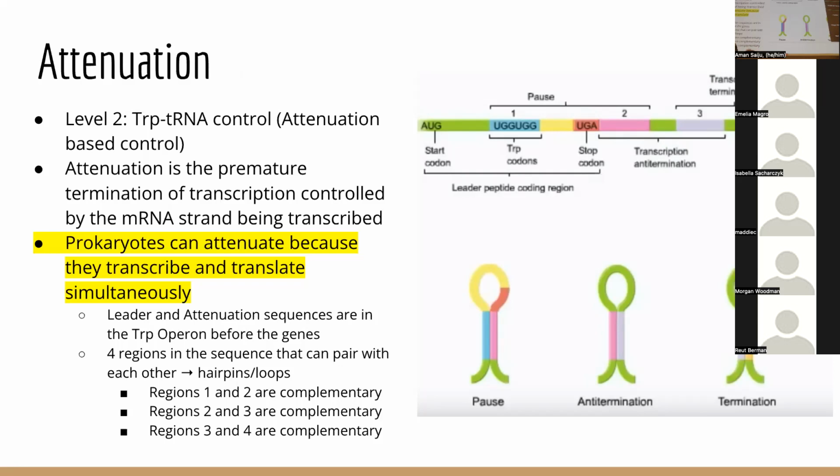The reason the trp operon works in prokaryotes is because they do transcription and translation at the same time. So if you get attenuation, you can stop transcription and translation together because they're still occurring. Because if you stop translation, transcription is still happening, so you still have time to stop transcription. Does that make sense?